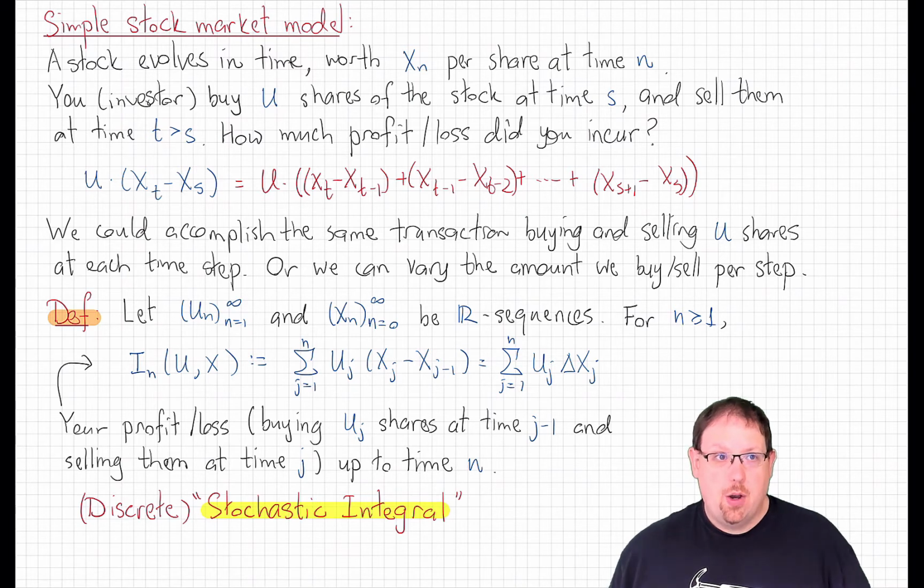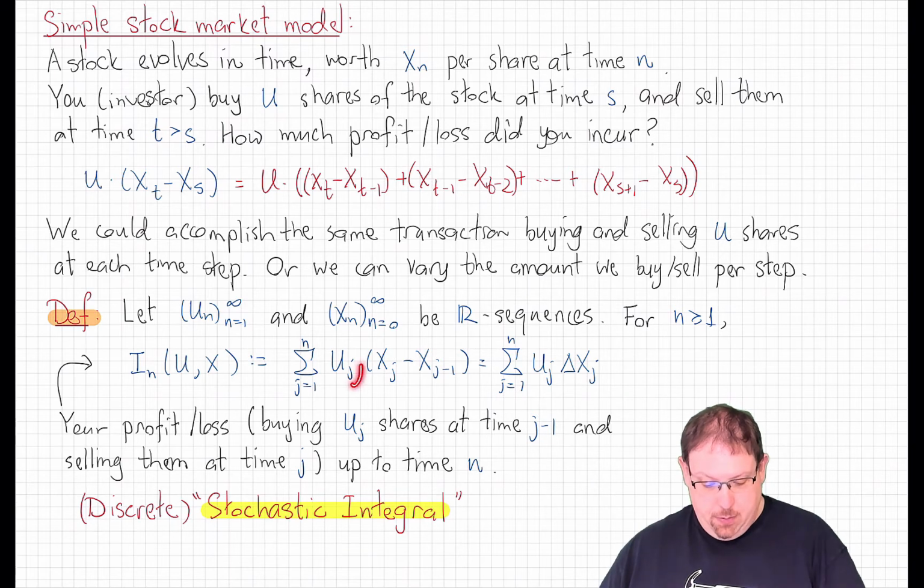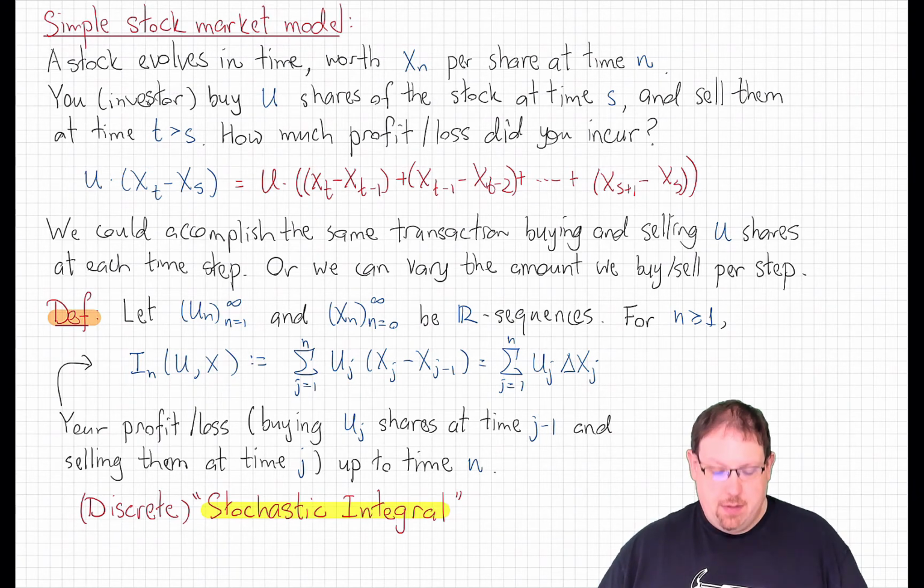Now if we do that over time, from the start time until some time n, how much profit have we made or loss have we incurred? Well, we just have to add up all of those increments. The amount that we buy at time j minus 1 and then sell back at time j times that increment is the amount of profit or loss during that time step, and we add those up over all the time steps up to time n. We might write this increment as delta x_j. We're going to refer to that sum as I_n of u and x. And I'm denoting it I because it's a simple model of a kind of integral. We call this a stochastic integral.